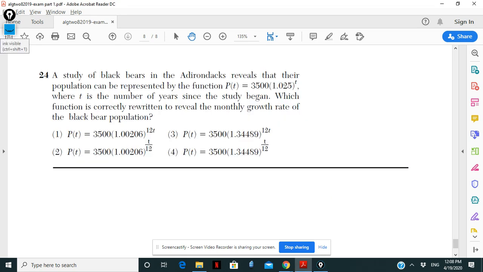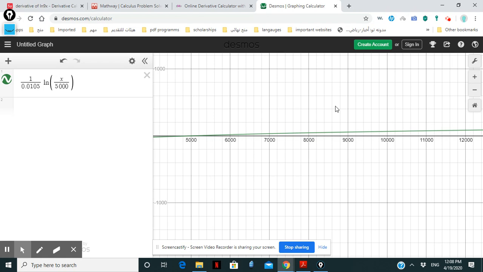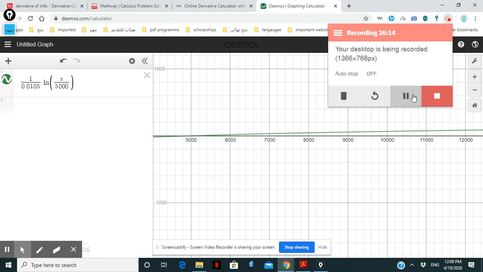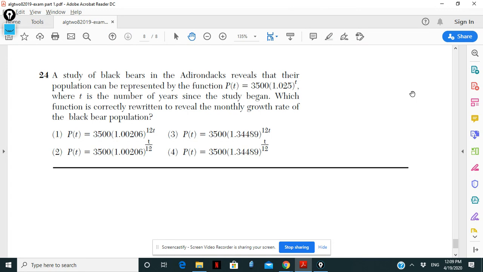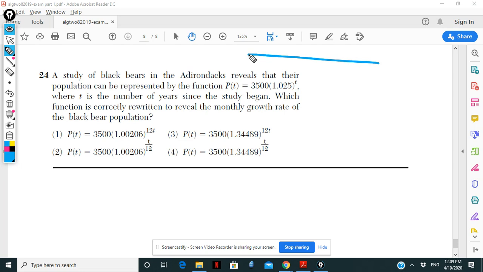The monthly growth. So in that case, what we're going to do, look here. I want to find the compound monthly growth. So what does it mean? If you're looking for that one, 1.025.